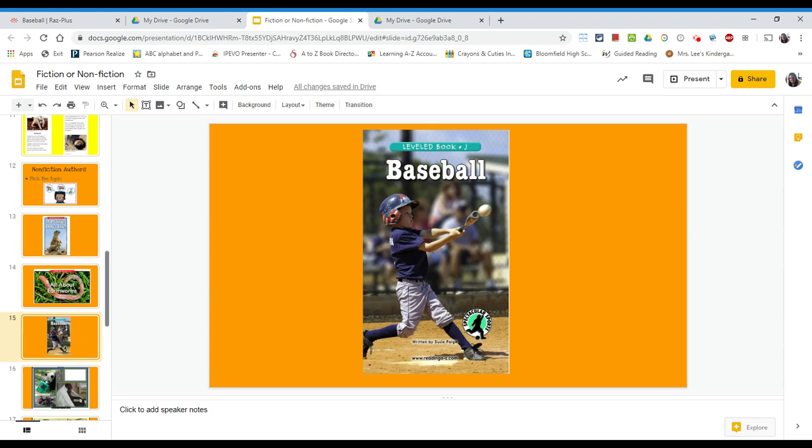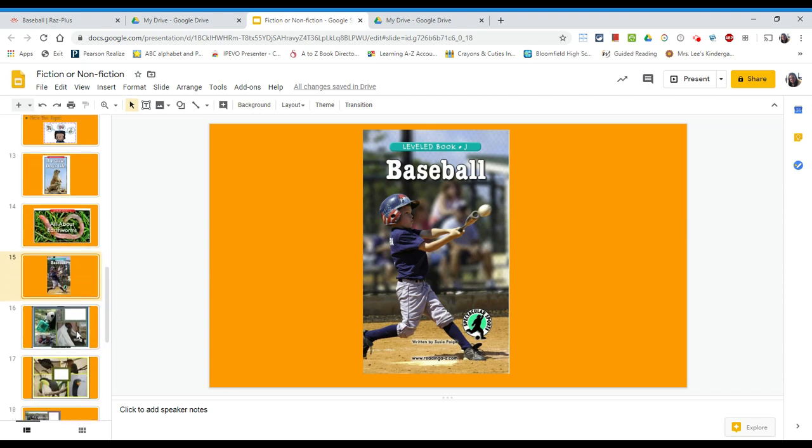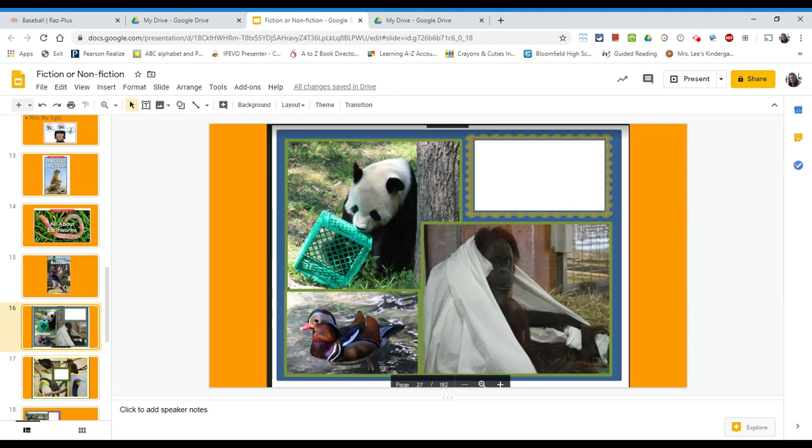Now I want you to look at some pictures. As you are looking at the pictures, think about what these pictures are teaching us. If these pictures were in a book, what could the title of the book be?